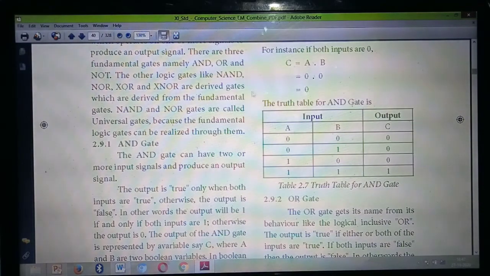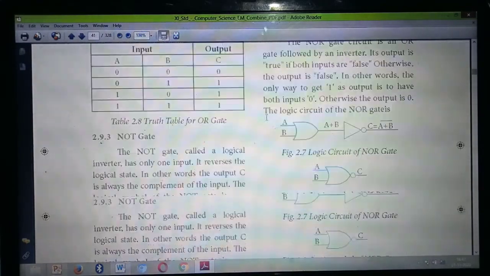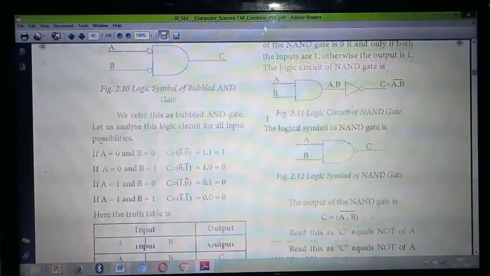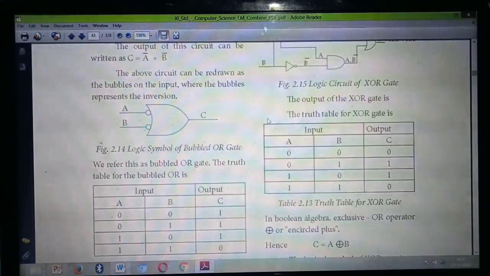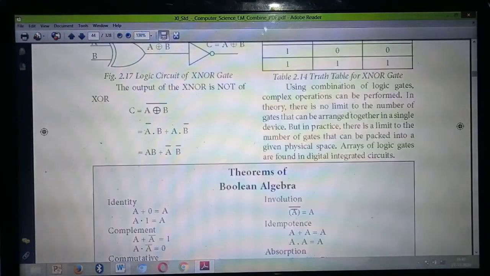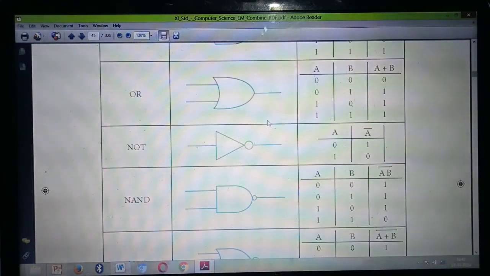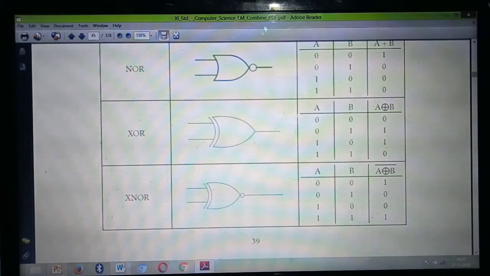Then fourth question, take page number 39. Fourth 3 mark question: draw the truth table of XOR gate. Page number 39, here, the truth table, XOR gate. Have you all marked this truth table? So the 3 mark questions are also over. Fifth question, you have already marked De Morgan's law.